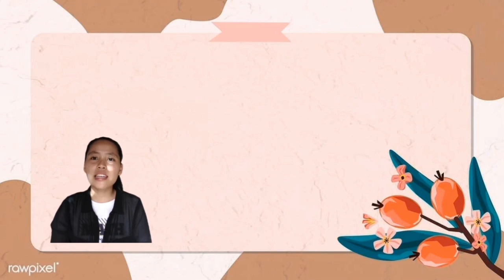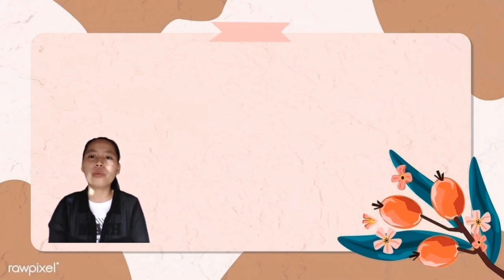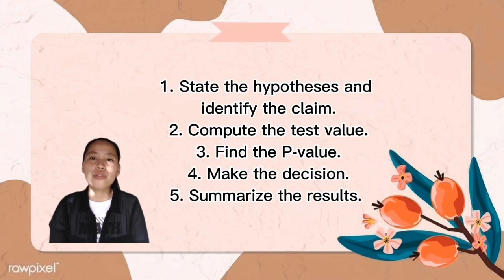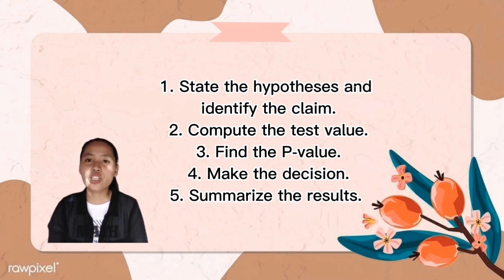All hypothesis testing situations using the p-value method should include the following steps. 1. State the hypothesis and identify the claim. Second, compute the test value. Third, find the p-value. Fourth, make the decision. Fifth, summarize the results.